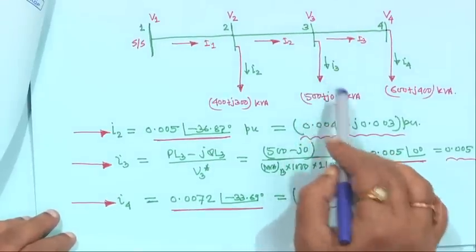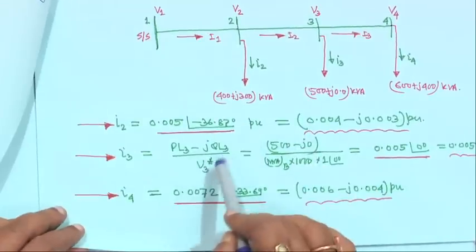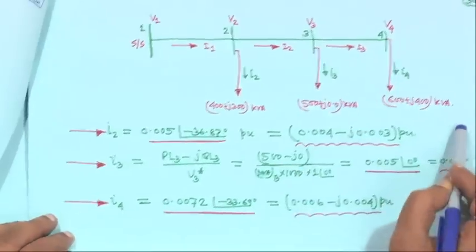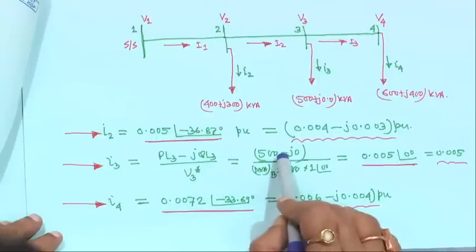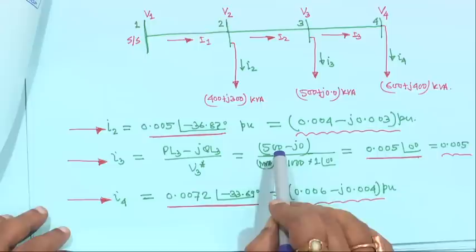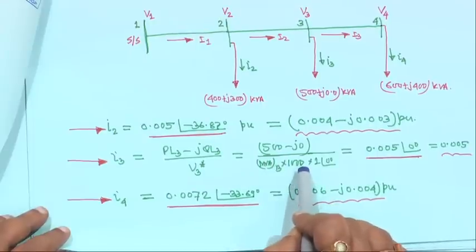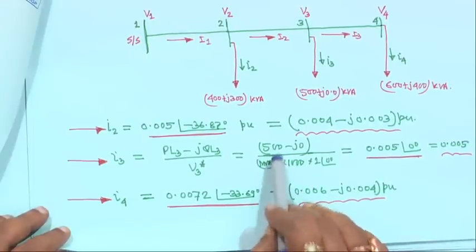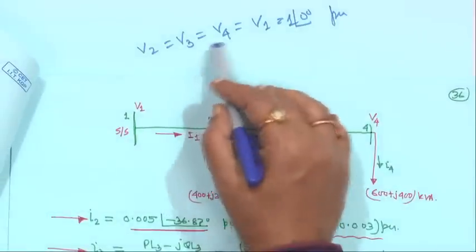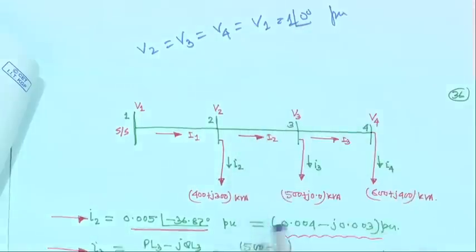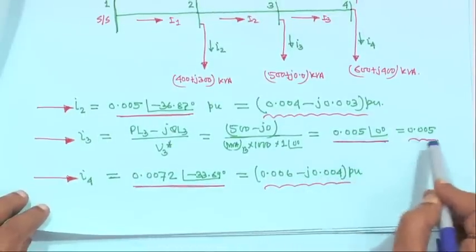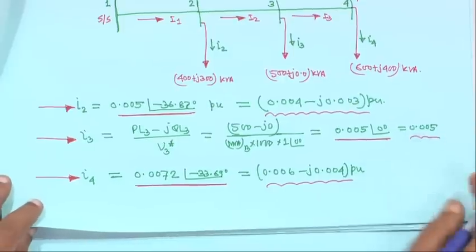Now, in the case of i3, it is actually (PL3 minus j QL3) upon V3 conjugate. Effectively QL3 here is 0, this is the equivalent diagram, so QL3 is not there. Basically it is 500 kilowatt converted to per unit: divided by 1000 it will be megawatt, divided by the MVA base. So basically 500 by 10 to the power 5 into 1 angle 0, because V3 conjugate or V3 is the same, since the angle is 0. If you compute, it will become just 0.005 angle 0 degree, that is 0.005, a real value in this case.